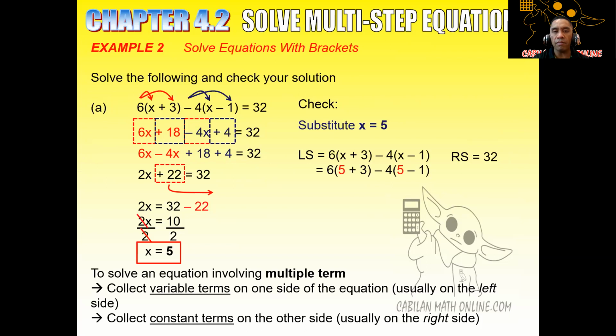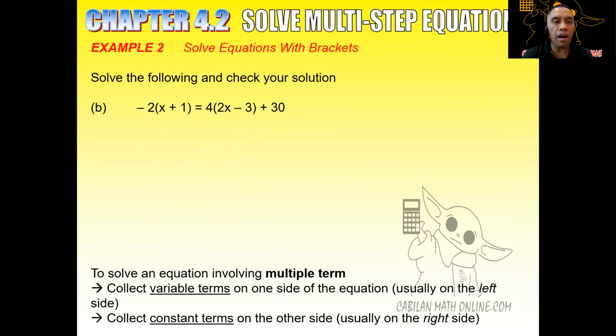So by doing that, I put in the 5 for the x, and I'm going to simplify, and sure enough, we have 32 on the left side equal to 32 on the right side. So that's how we know our answer is correct. All right, next part over here, same thing.